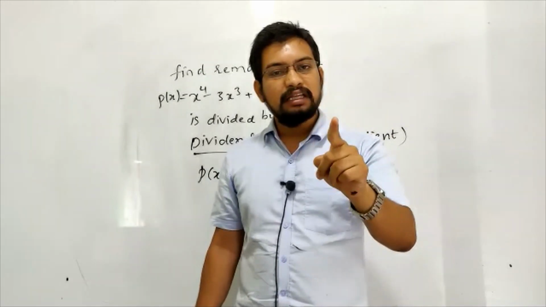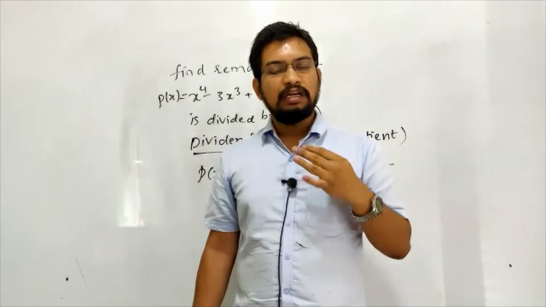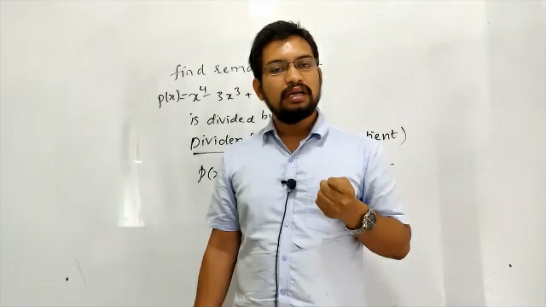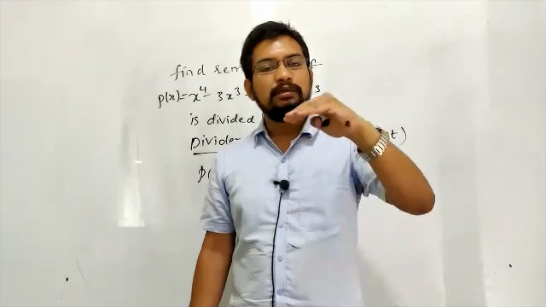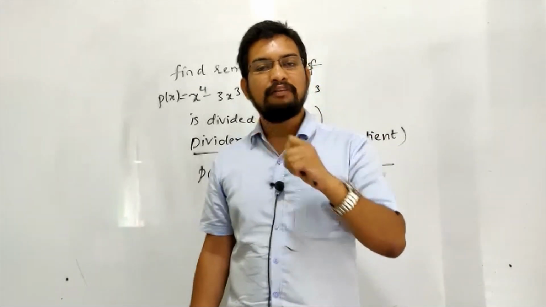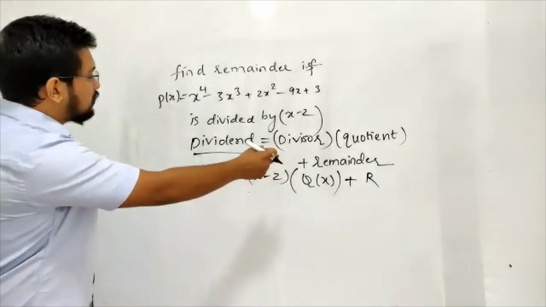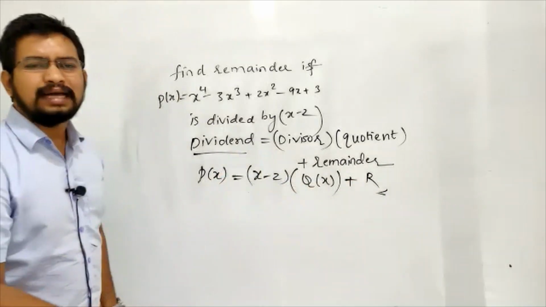If the divisor is linear, the remainder should be a constant term. If the divisor is a quadratic, the remainder can be linear or a constant term. The maximum will be 1 if the divisor is of degree 2. Same idea. So the remainder will be something like r, which is a constant term, so I'm writing it as r.